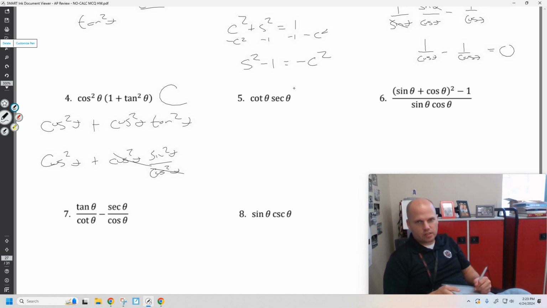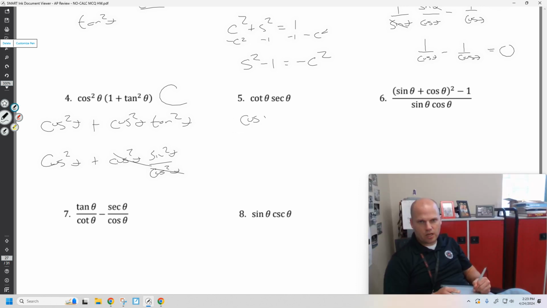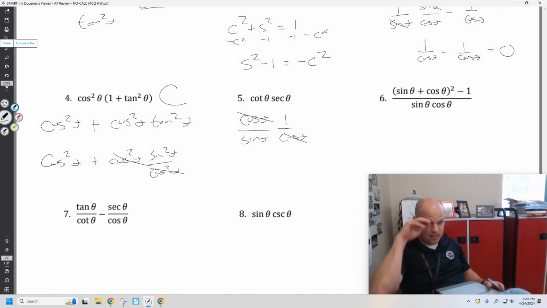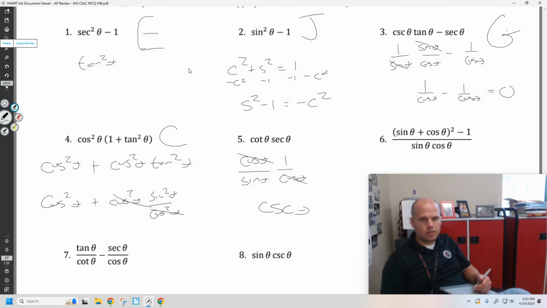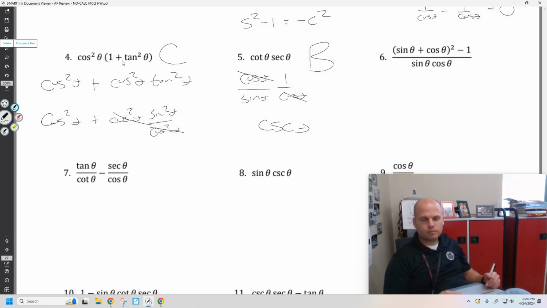Okay, cotangent times secant. Cotangent and secant I'm going to write as sine and cosine. So I got cosine theta over sine theta. Secant is 1 over cosine theta. So bam, bam, I get cosecant. Yeah. So cosecant, B. C. Oh, he's trying to get you here.